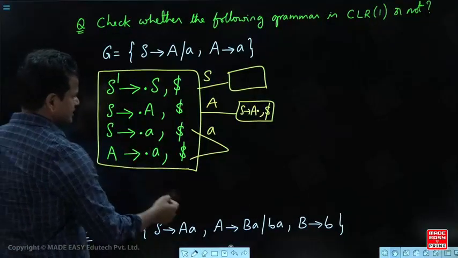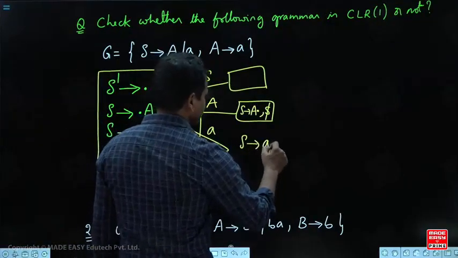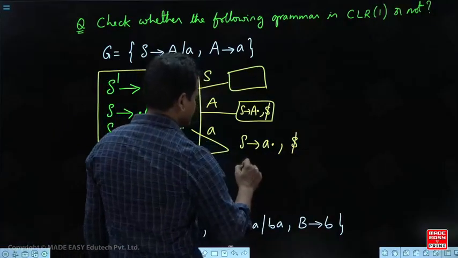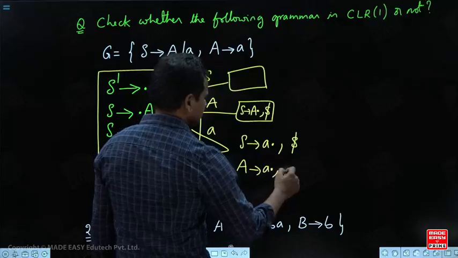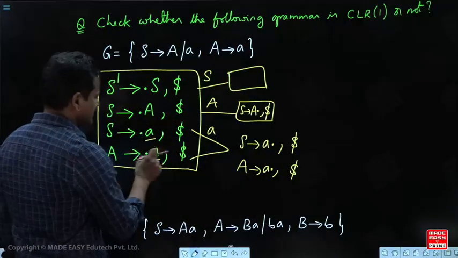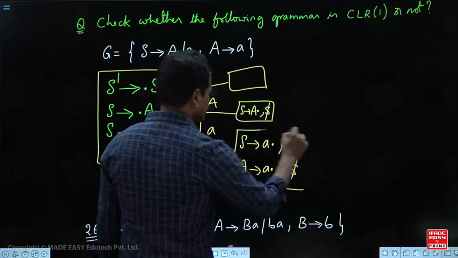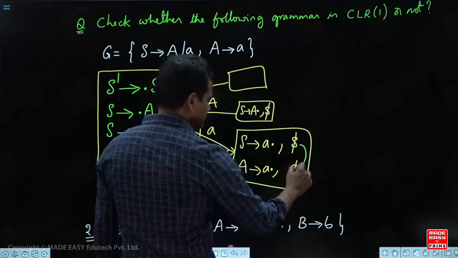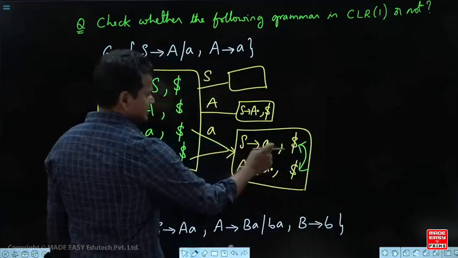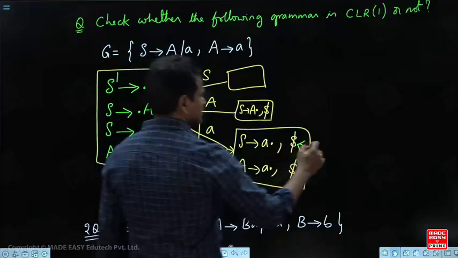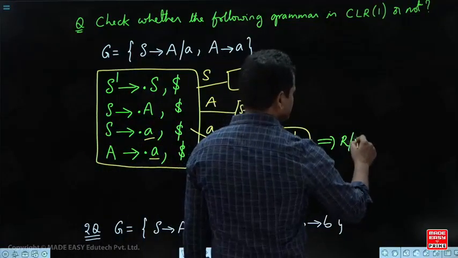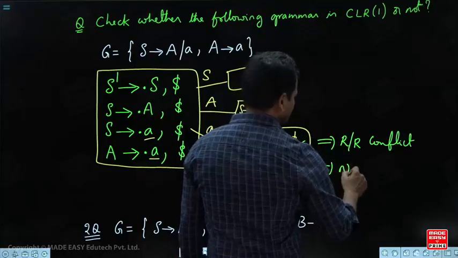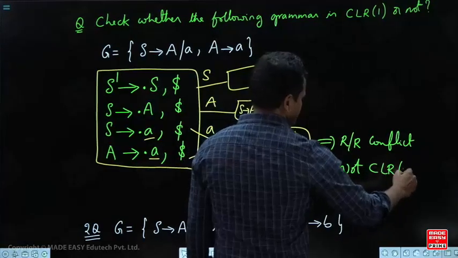Now on dot a, these two will go to a single state because both are the same shift symbols. And here A → a., $ and S → a., $. So now we have two final items in the same state, and their lookaheads are matched. Whenever lookaheads are matched, it implies reduce. Why reduce? Because these two are final productions. This implies not CLR of 1.